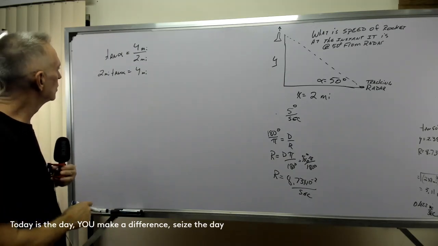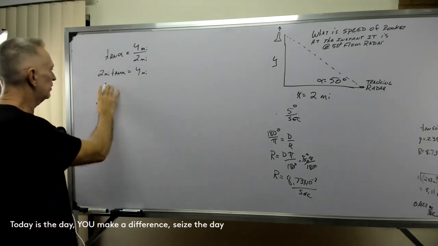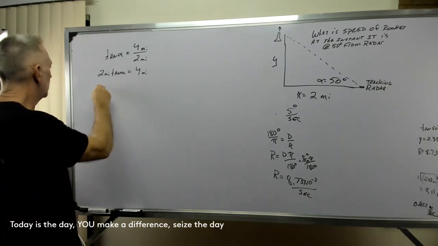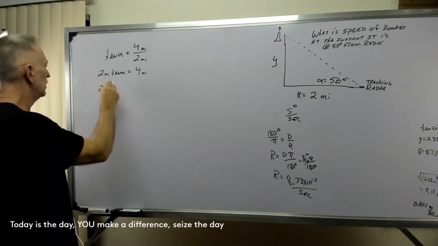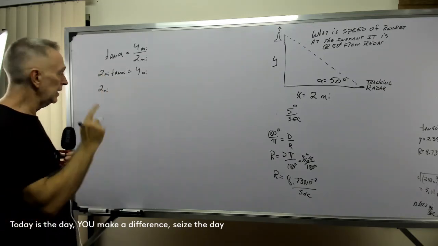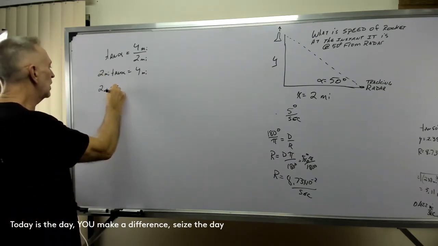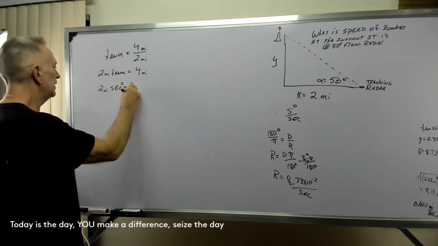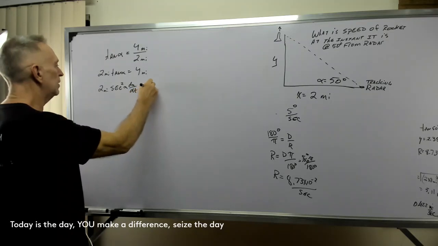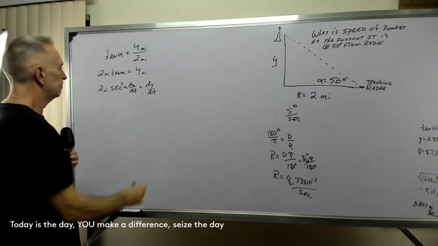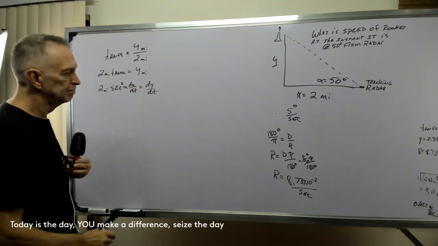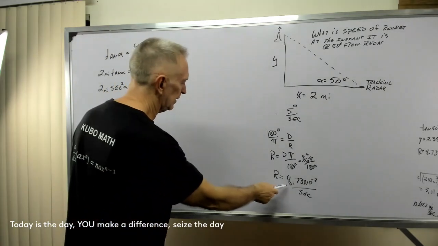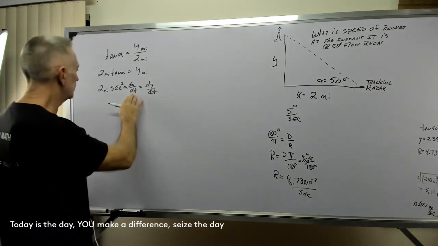Okay. Well, let's go ahead and just take the derivative with respect to time. Okay. So my 2 miles, that's a constant. Derivative of tangent is secant squared alpha d alpha/dt, and that equals dy/dt. Well, remember we had d alpha/dt right here, so I have that piece.